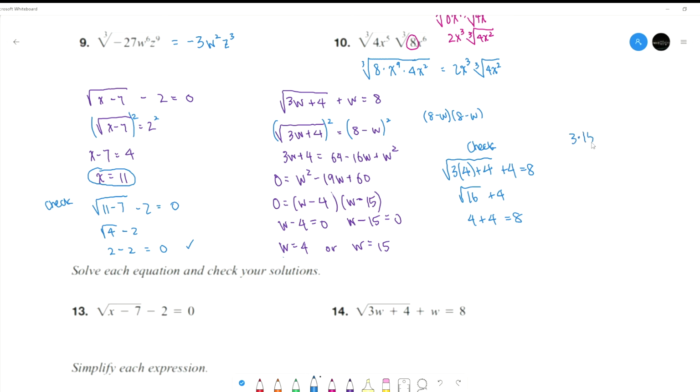3 times 15 plus 4, and then the radical, and then plus 15 has to somehow equal 8. So this is 45 plus 4 is 49. So radical 49 plus 15, that's 7 plus 15. I can already see here that this does not equal 8. So w equals 15 is not a solution. We have w equals 4 as our only solution.